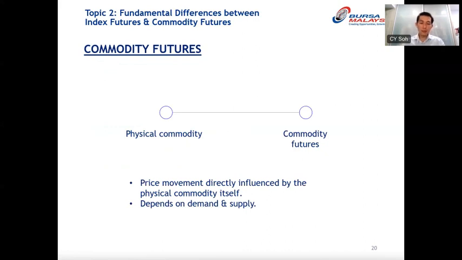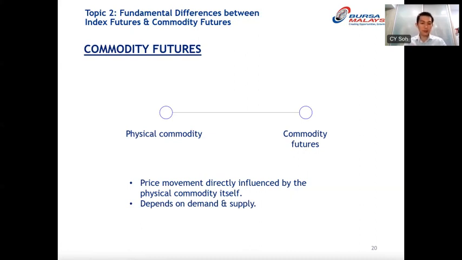To make it simple, commodity futures price movement is only affected by one thing, which is the physical commodity itself. So if you are going to trade FCPO, you just need to look at palm oil related information. If you're trading gold futures, you just need to look at factors that affect gold.